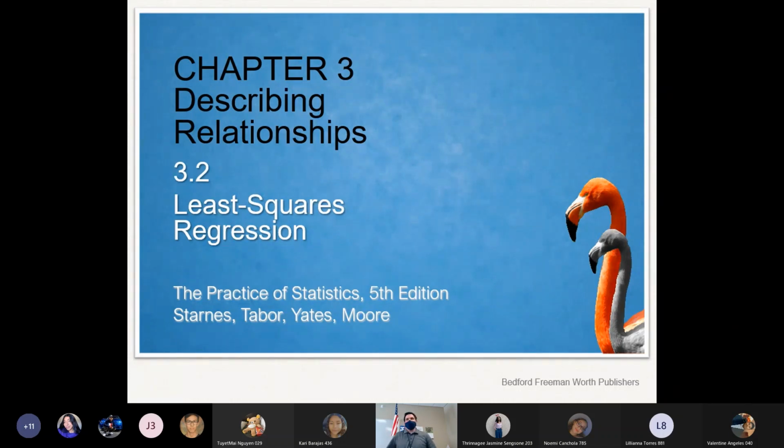So in section 3.2, we're going to talk about least squares regression. I've been talking about the line of best fit for a scatter plot. Now we're going to talk about how we actually get that line using our scatter plot data and how we make sure that we're getting the best line possible.